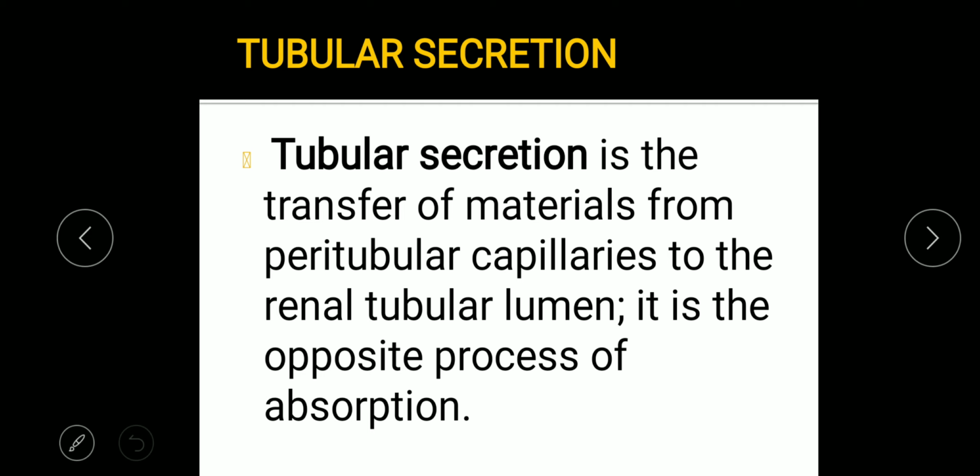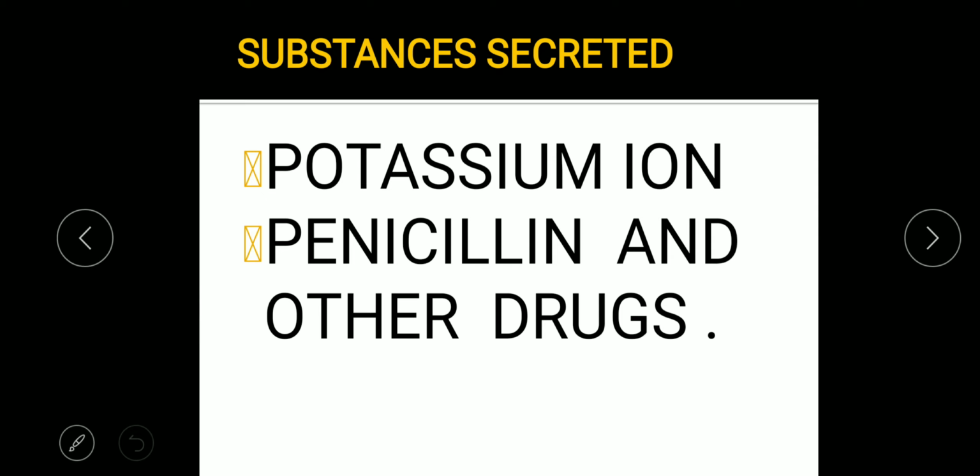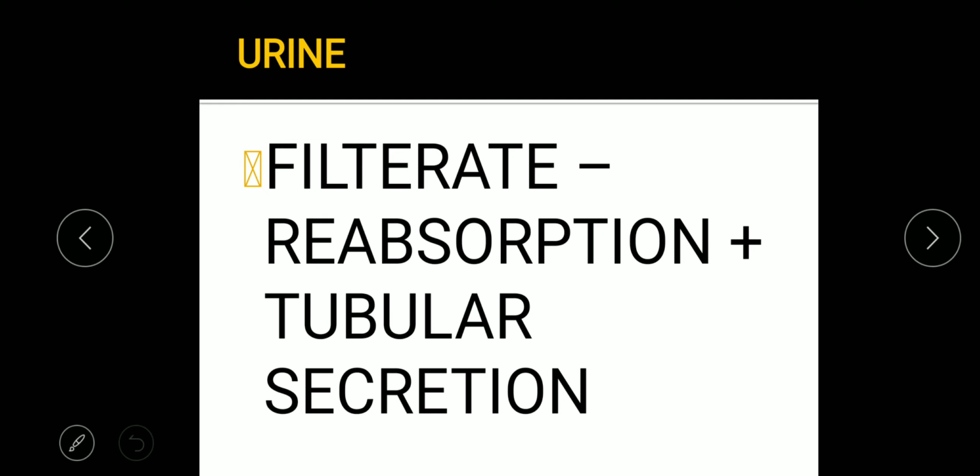Now the third step of urine formation is tubular secretion. It is the transfer of material from the peritubular capillaries to the renal tubular lumen. It is opposite to the process of absorption. What are the substances which are secreted? That is potassium and penicillin, and whatever medication the person is on. If drugs or medicines are taken, parts of the medicine are also secreted in the urine.